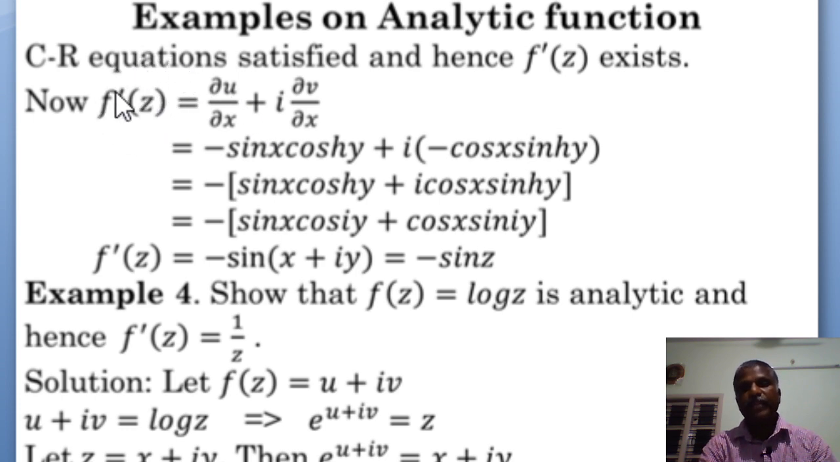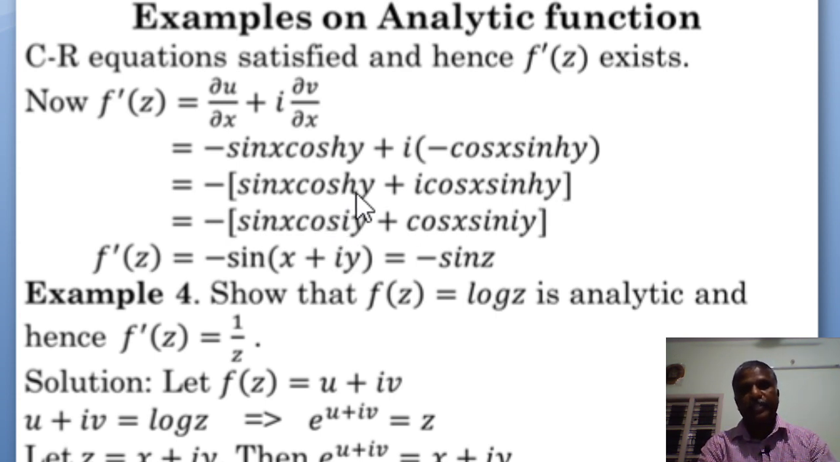To find the derivative, you have to write f'(z) = ∂u/∂x + i ∂v/∂x. So substitute ∂u/∂x and ∂v/∂x. We get -sin x cosh y + i(-cos x sinh y). On taking minus common, we have -(sin x cosh y + i cos x sinh y).